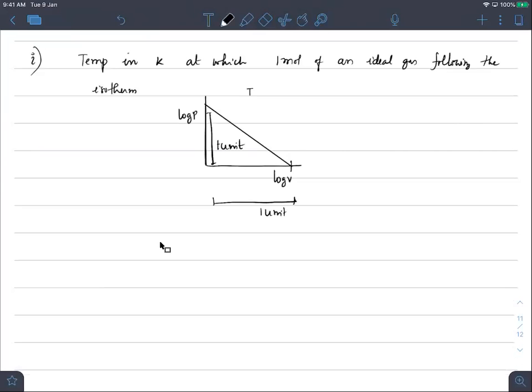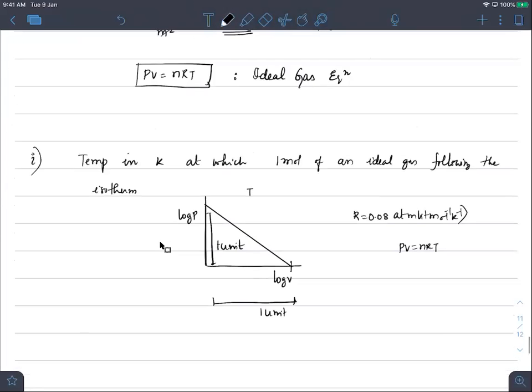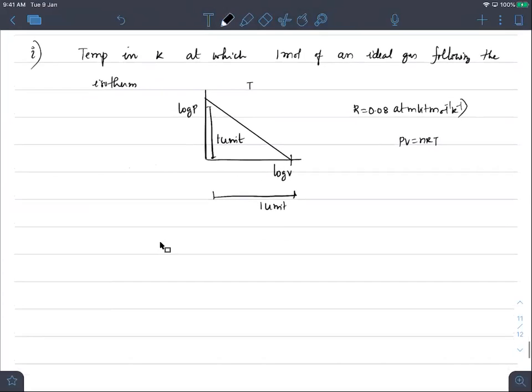Now you need to find out the temperature. The R value is given as 0.08 atm liter per mole per Kelvin. All the hint you need is PV is equal to nRT. That's all you need to know. If you know that, you should be able to do the question. Try this.